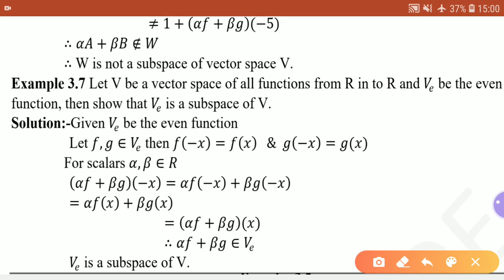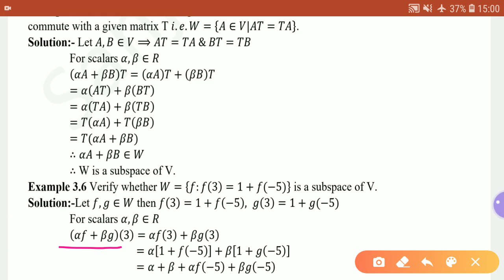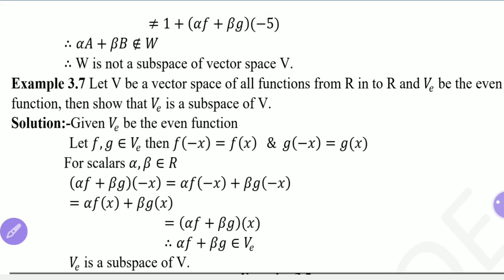Means we'll not get 1 plus alpha f plus beta g at minus 5, because we have obtained this, which is not equal to 1. For this to be a member of W, it must be equal to 1 plus alpha f plus beta g at minus 5, but we have obtained some different quantity there, right? So hence it will not form a subspace.